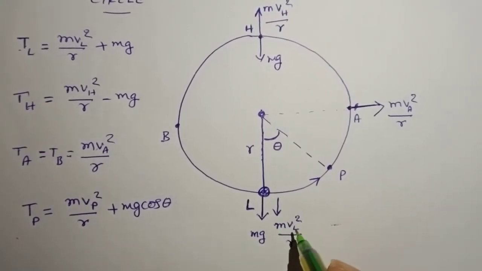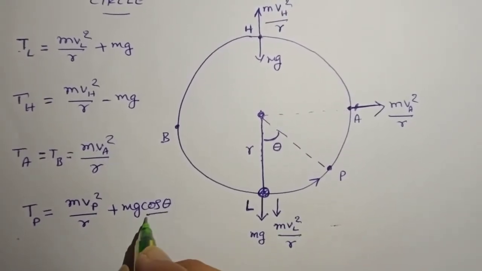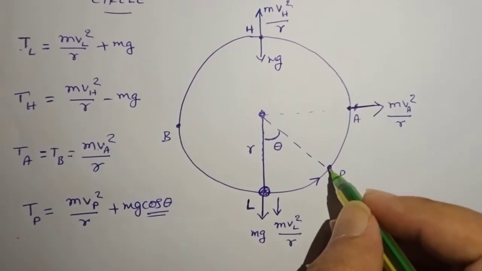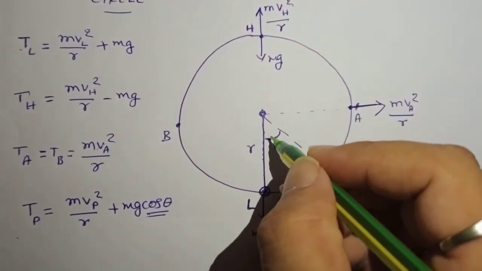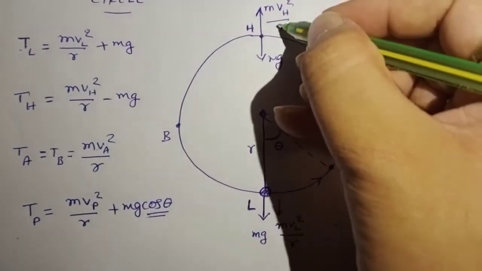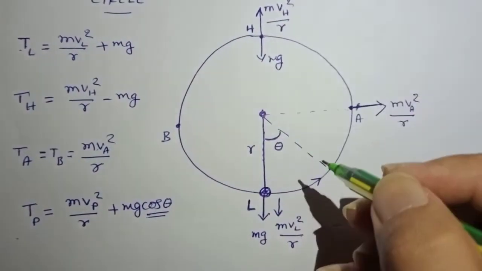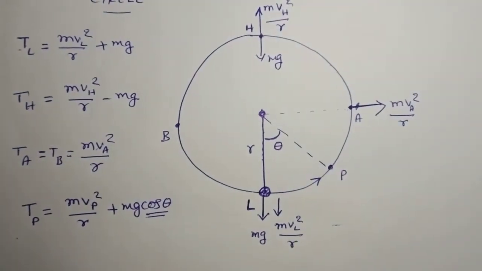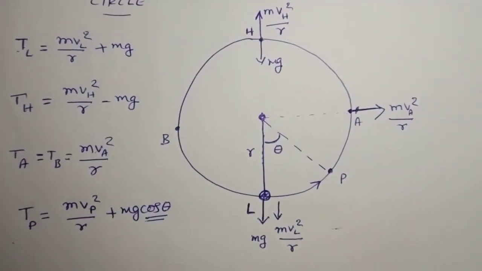mvL square by r plus mg we will get, since cos theta is 1. When the particle P is here, theta will be equal to 90 degrees, cos 90 is 0, this mg term will go. When the particle is here, theta is equal to 180 degrees and cos 180 is minus 1.